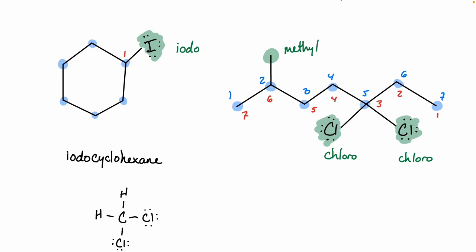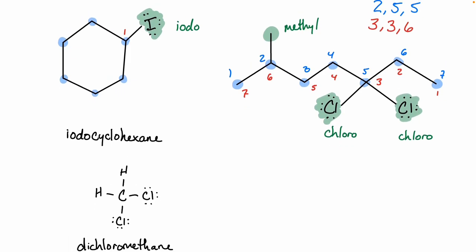If I pick blue, it's 2, 5, 5. If I pick red, it's 3, 3, 6. We want the lowest possible number in our name. All right, so we're gonna go with that blue numbering scheme, not the red. I'm gonna assemble it in alphabetical order still. So this would be 5,5-dichloro-2-methylheptane.